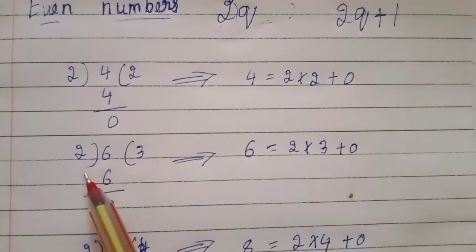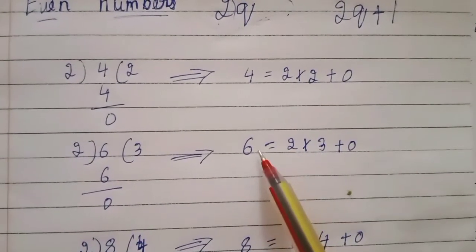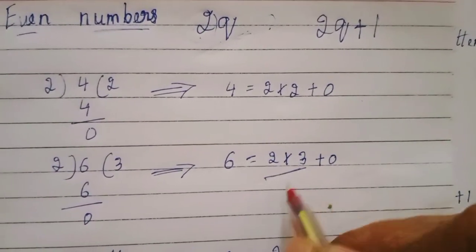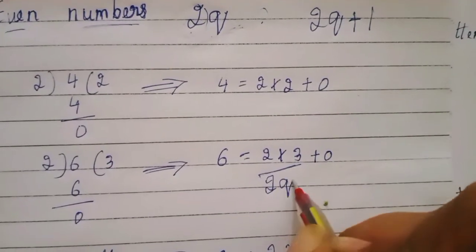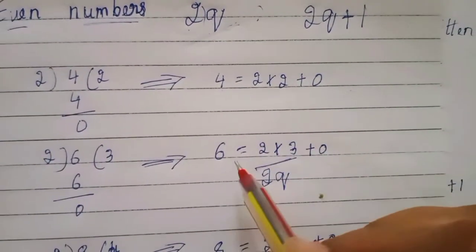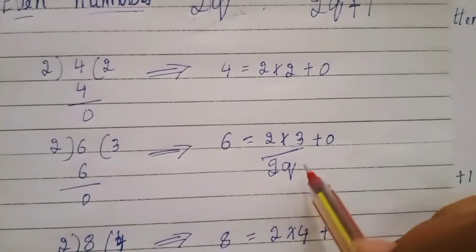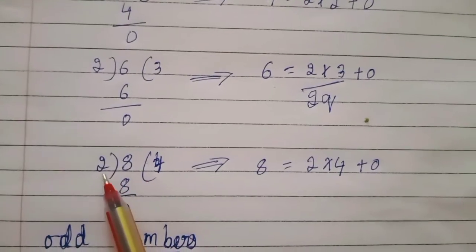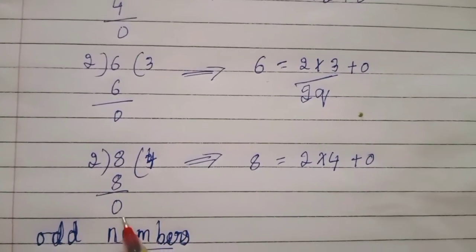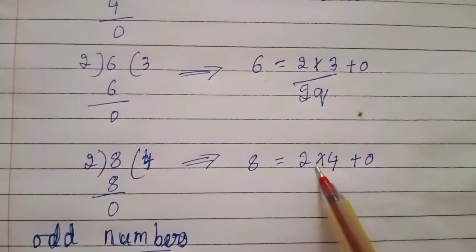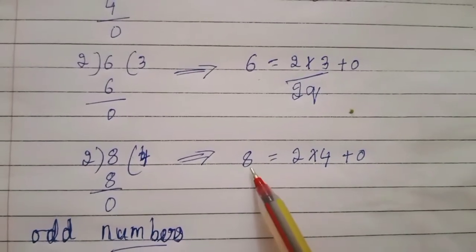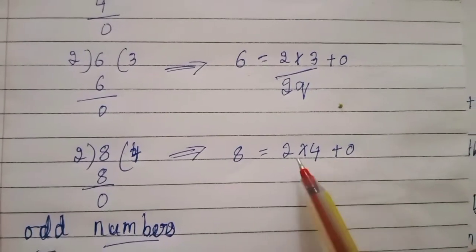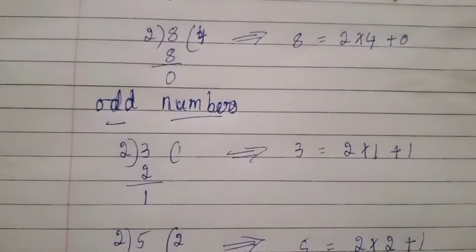If I take 6, 2 3s are 6. So how will you write? 6 can be written as 2 into 3 plus 0. So nothing but the 2q form. So 2q, even number, 2q form. This is also an even number, so I can write it in the form of 2q. Another even number: any even number you take, when you divide it by 2, you can see 2 4s are 8. Remainder is 0. So 8 can be written as 2 into 4 plus 0. Again you can see an even number is in the form of 2q plus 0, that is the 2q form.